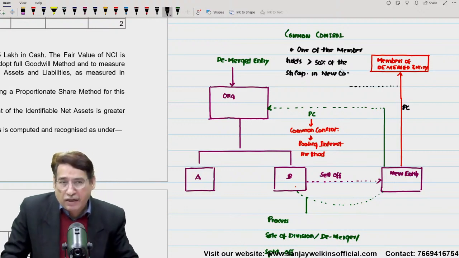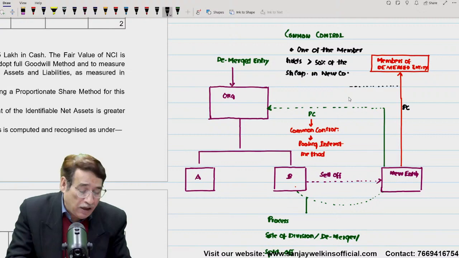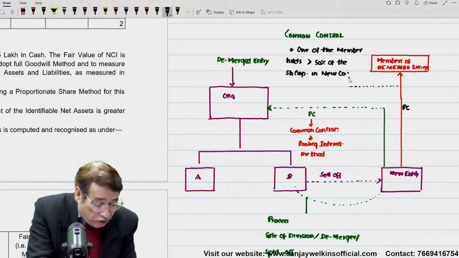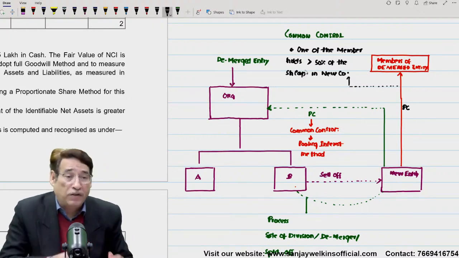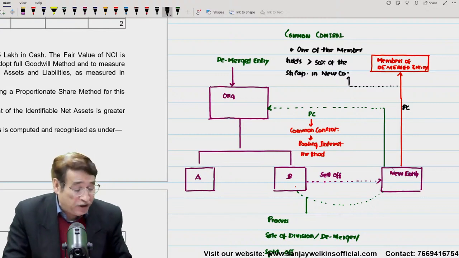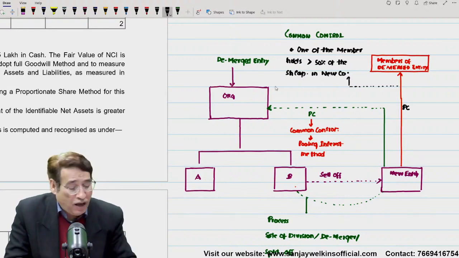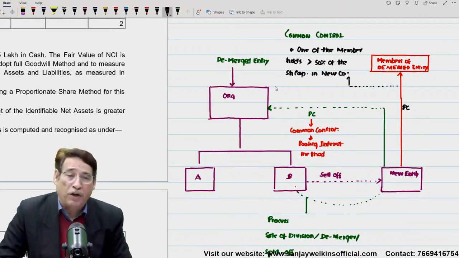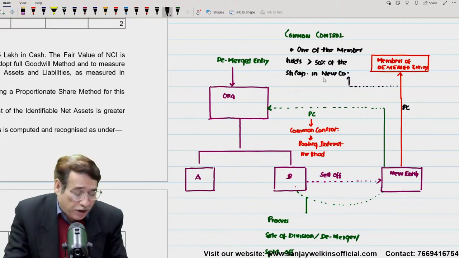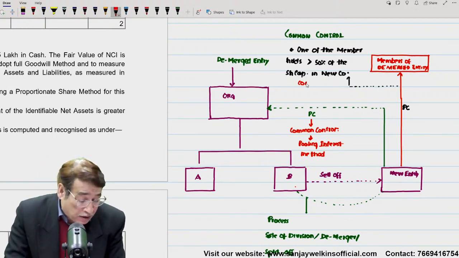So if the question states that the new company has delivered the purchase consideration to the members of the demerged entity, and it is further given that one of the members holds more than 50% of the stakes in the new entity, indirectly it means this entity is still in the hands of this organization. Why? Because this member is a shareholder of the demerged entity, and he is having more than 50% of the share capital of this entity, indirectly it means this entity is still in the control of the organization. That is why even in this case, it will be treated as a case of common control. Is it clear to you that even in this case, it will be treated as a case of common control?